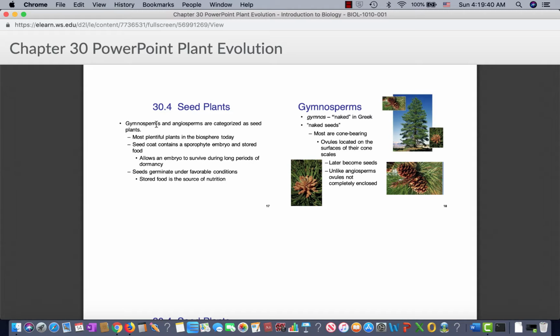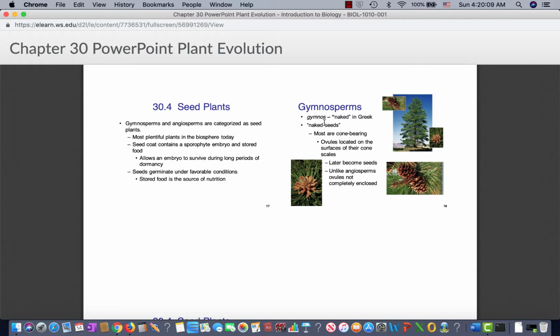Seed plants, you've got gymnosperms and angiosperms, and they're the most plentiful plants in the majority of biospheres today. The seed coat contains sporophytes and embryos which store food, and it allows the embryo to survive long periods of dormancy. Seeds germinate under favorable conditions, and the stored food is then the source of nutrition.